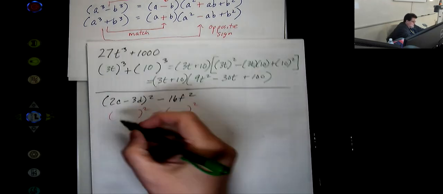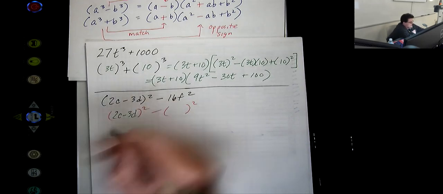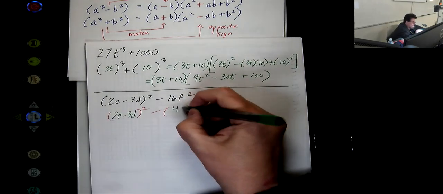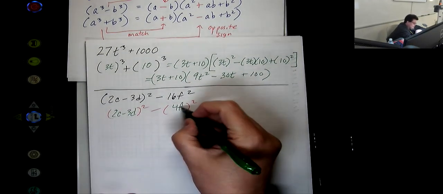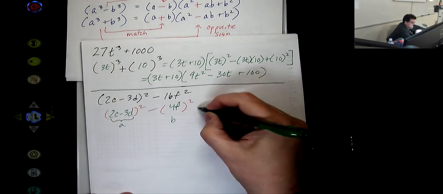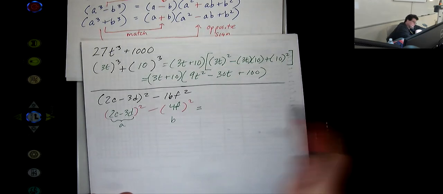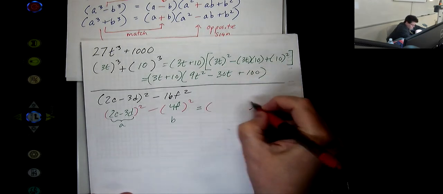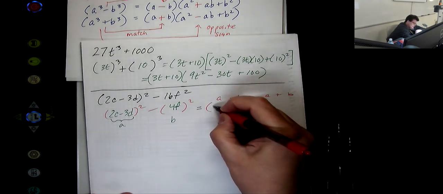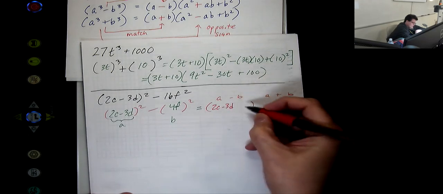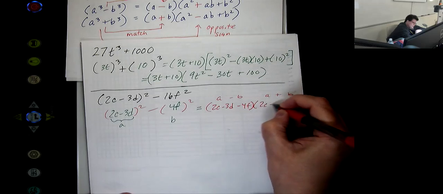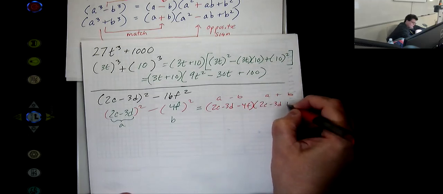What goes in these parentheses? The left one's kind of easy. It's already there, right? What about the right one? 4f. So if I follow my pattern, that whole thing is the A, and that's the B. So I'm going to do A minus B and A plus B. 2c minus 3d, and then minus 4f. And then 2c minus 3d plus 4f.